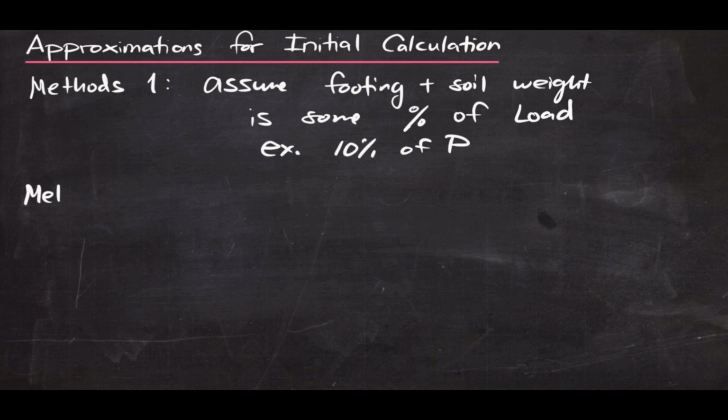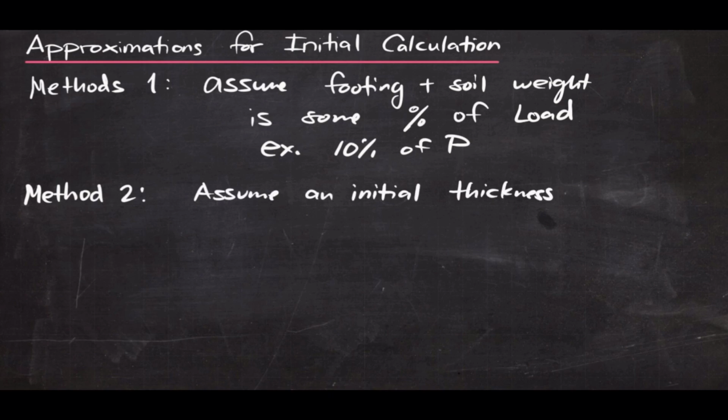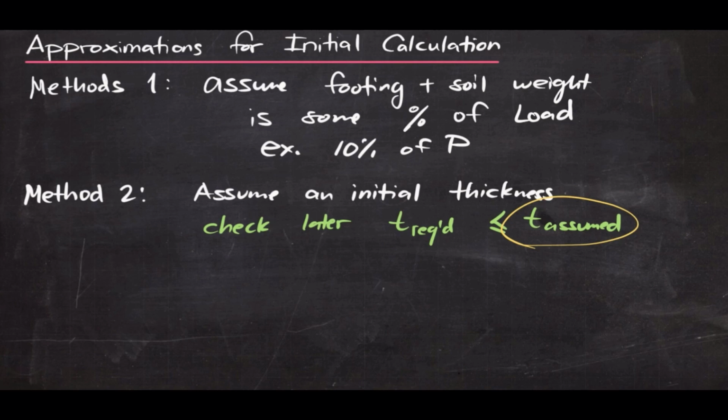Another method for this initial calculation is to assume an initial footing thickness. And upon assumption of that initial footing thickness, we need to check later if this assumption holds true. And that is if the required footing thickness is less than or equal to what we have assumed to be the footing thickness. Now, how do we assume this footing thickness? This is actually my preferred way of calculation.